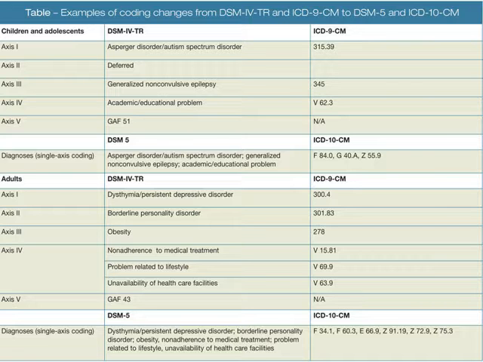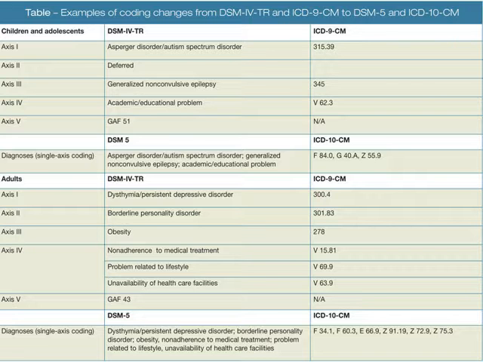So DSM-4 had a very different coding structure than DSM-5. It had a 5-axis system, and you need to know and understand those 5 axes because those are quite different than DSM-5, which has a single-axis coding system. There are 2 examples I'm going to walk through with you. The first is an example from a child and adolescent client. The second is an example from an adult client. Let's look at the child and adolescent client first.